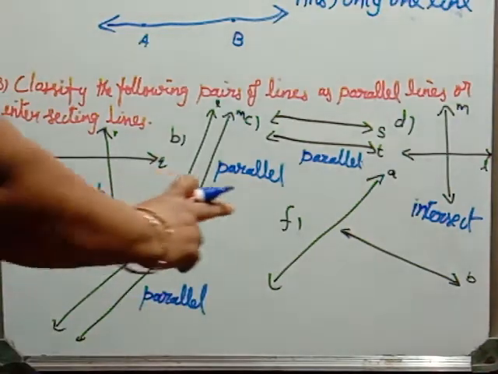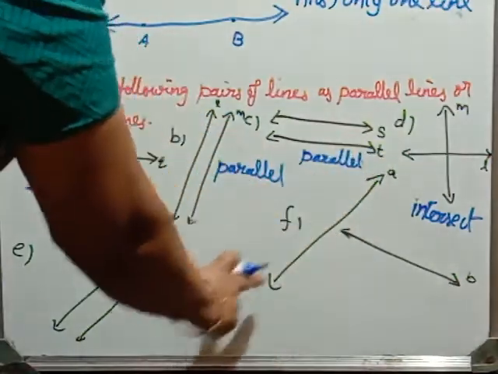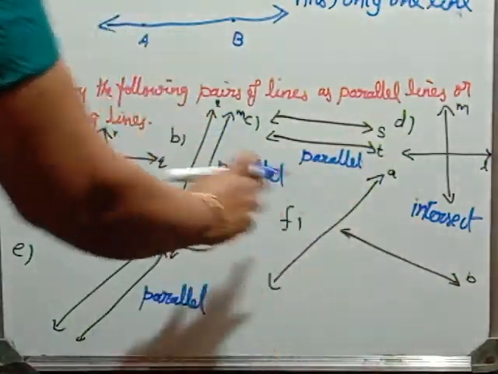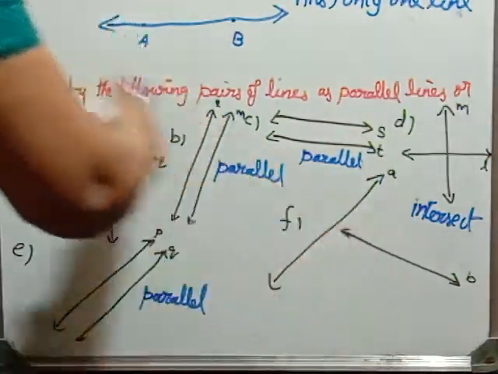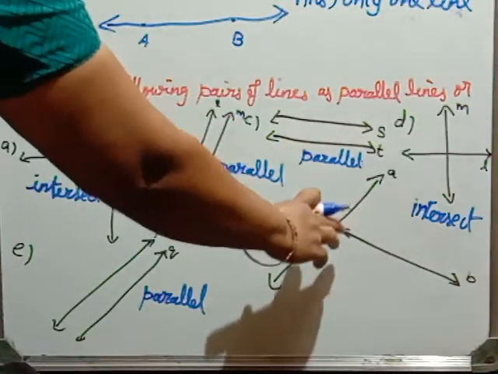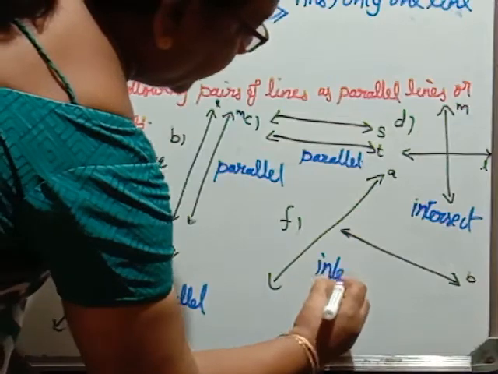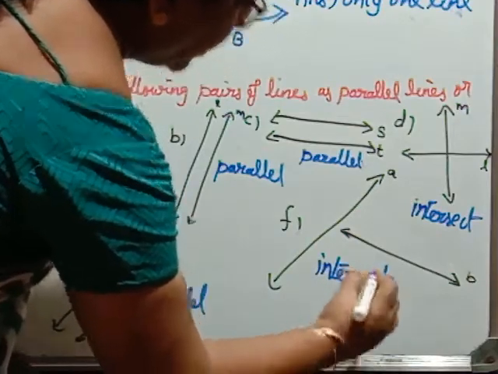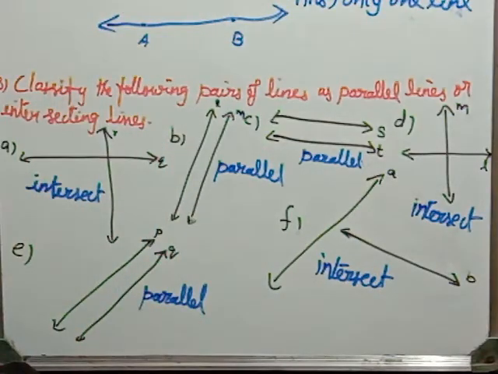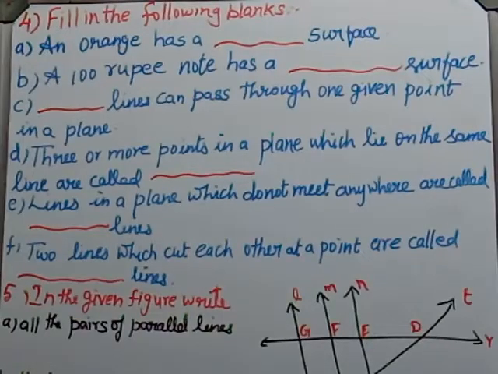Here, see the F sum, it's a little bit different. Line A and line B are not touching now. But if we extend line B, it will definitely cut line A. So, these lines are called intersecting lines. Understand, children? Please copy all the 3 sums in your notebook. We are going to solve the fourth main.